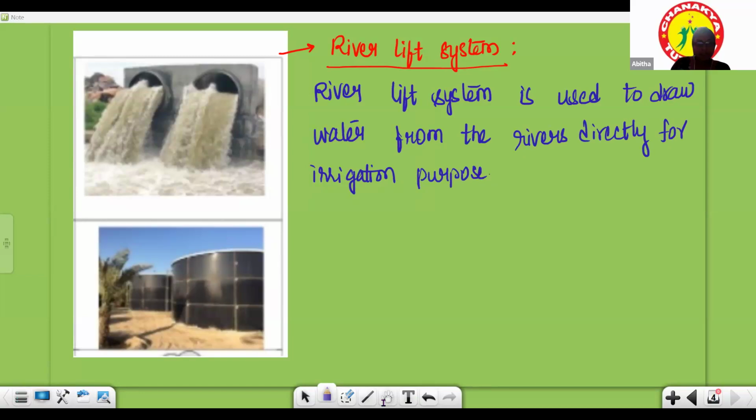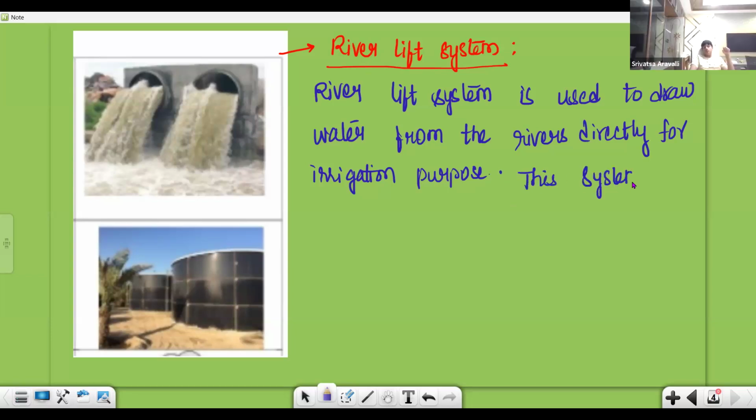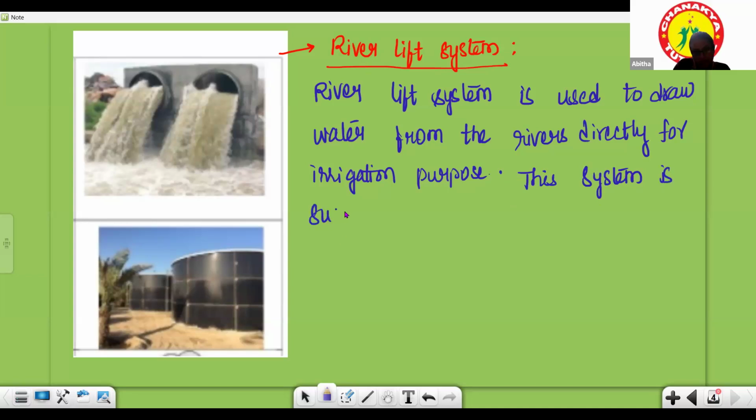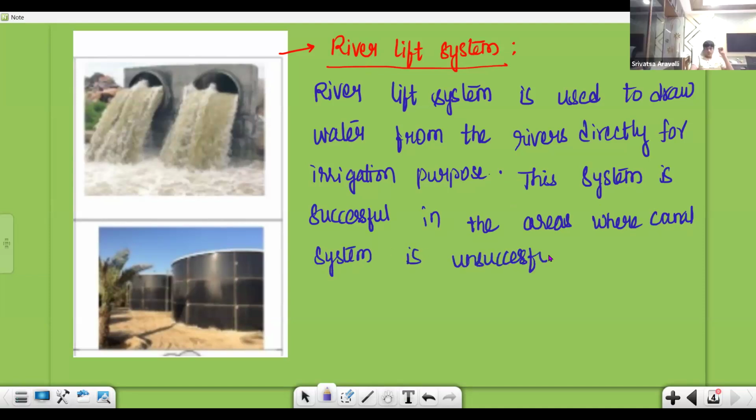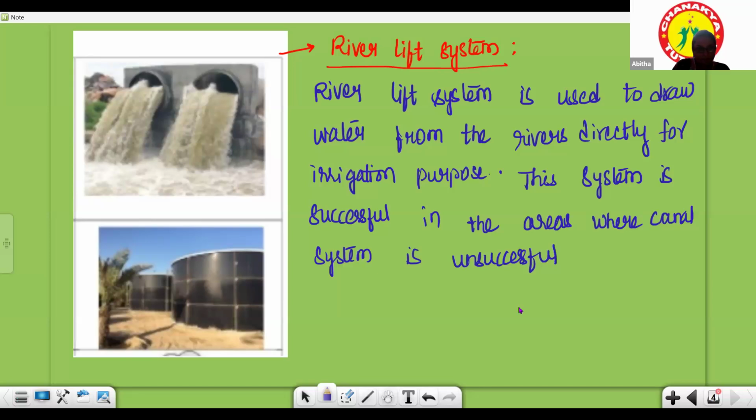Okay. So this system is successful in areas where canal system is not successful. If canal system is not working, then you can directly go for the river lift system. So this system is successful in the areas where canal system is unsuccessful. Okay, clear?